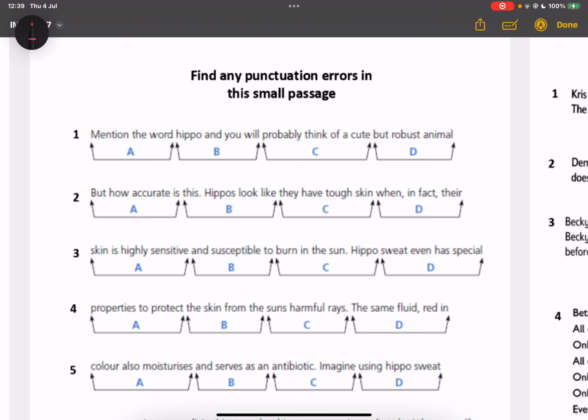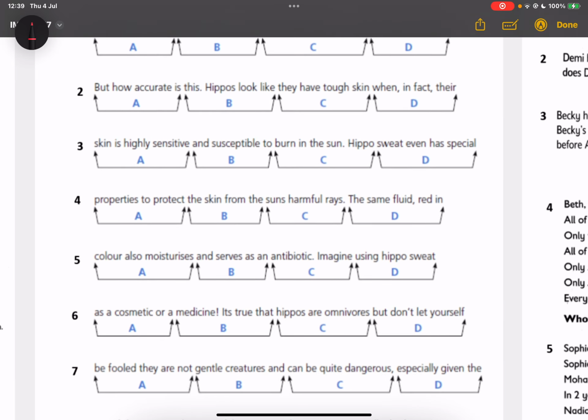Okay, next is punctuation errors. So punctuation 1. Mention the word hippo and you'll probably think of a cute but robust animal. But how? So this will be D. D should have a full stop. 2. But how accurate is this? Hippos look like they have very tough skin when in fact they're. So for 2, this is B. There should be a question mark here.